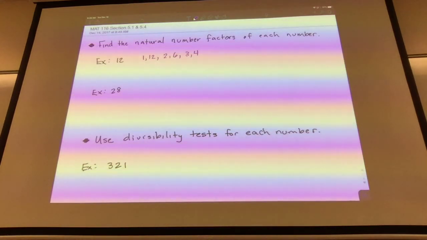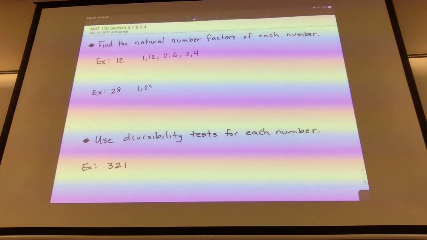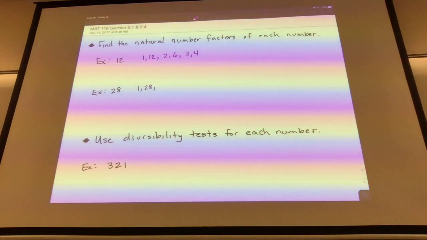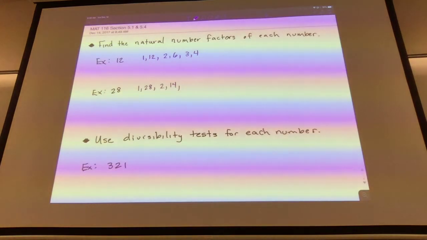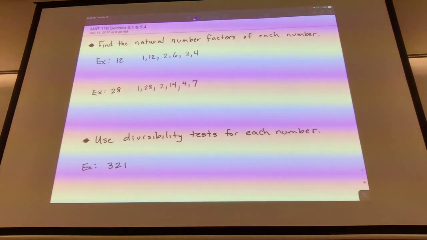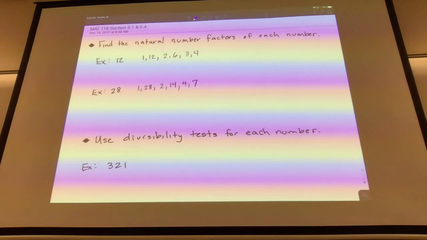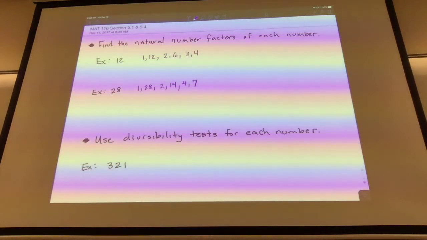All the factors of 28. So it's easy. Let's just start with our 1 times 28. What else comes to mind? 2 times 14, because it's an even number. We know it's always divisible by 2, so that's easy. 2 times 14, and possibly one more. What is it? 4 times 7. Good. So one of the first set of questions you'll be asked is to name all the natural number factors of each number. So that's pretty easy. So just go through and label all the factors.